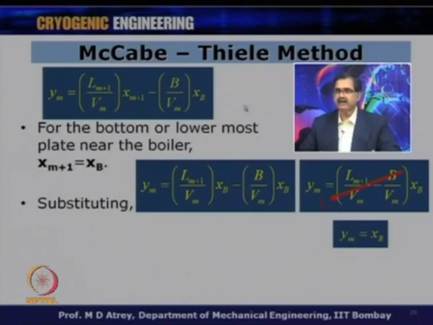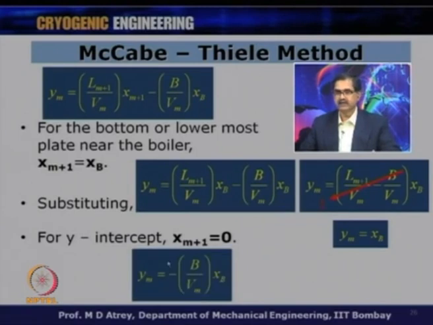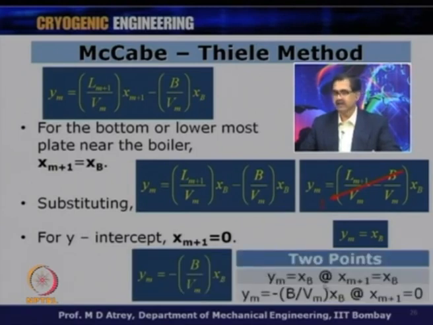Another point again is a Y intercept, which is minus B by Vm into Xb. So, the other point is a Y intercept, which is definitely going to be at Xm+1 is equal to 0. So, again I have got 2 points, which are Ym is equal to Xb at Xm+1 is equal to Xb, basically the intersection point of the operating line with Y is equal to X, and the other point is the Y intercept, Ym is equal to minus B by Vm Xb at Xm+1 is equal to 0.